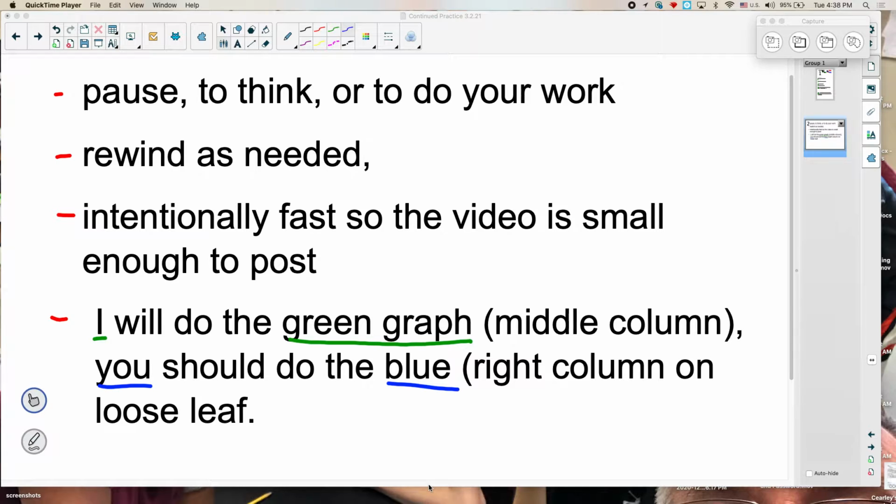Never pause to think or do your work as needed. Rewind and relearn as needed. I'm going to go fast on purpose so that the video is small enough to post. I'm going to do the green graph in the middle. You should do the blue one on the right.